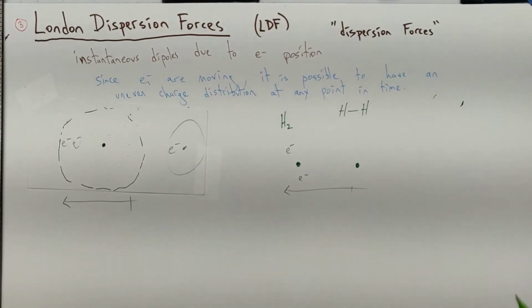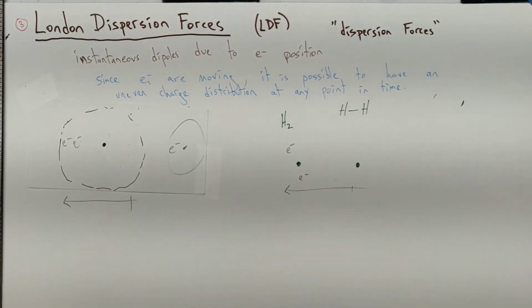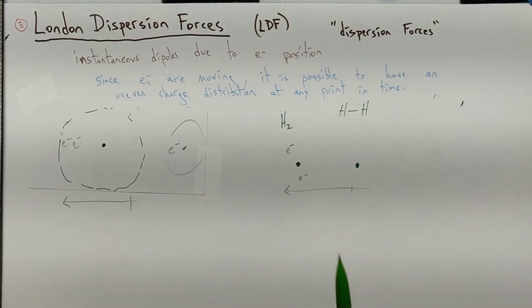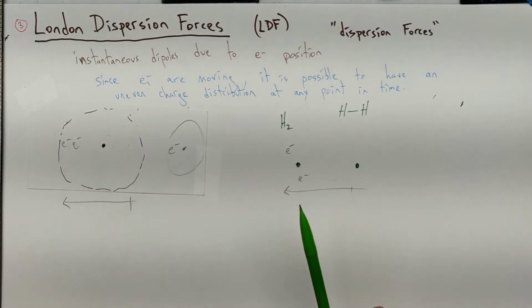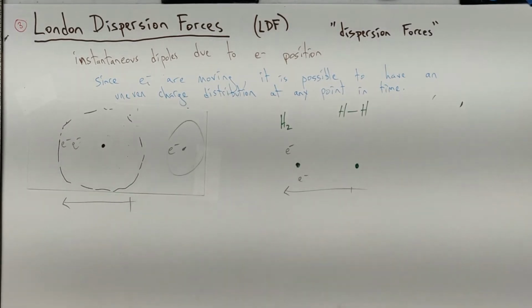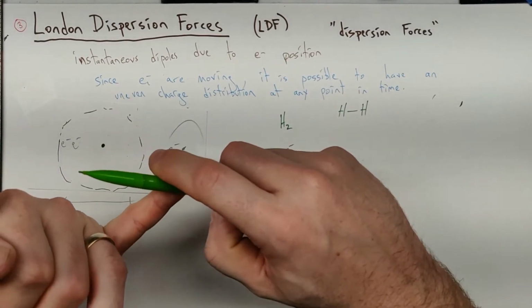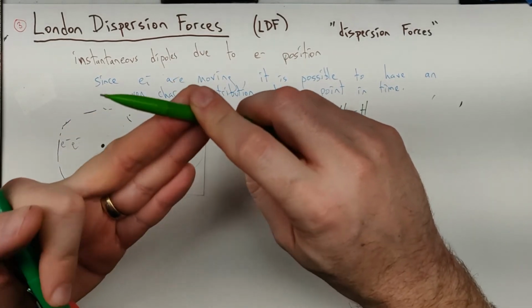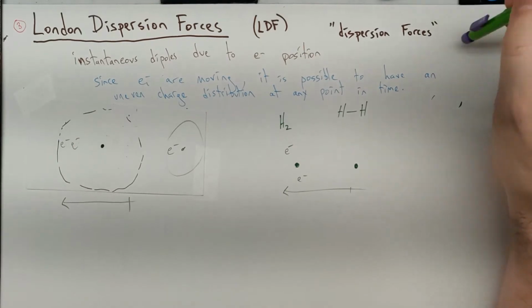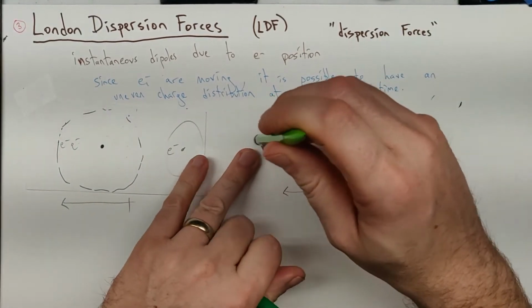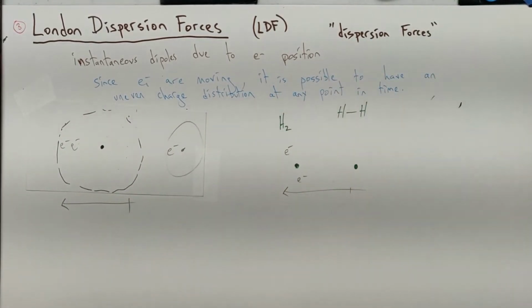All right, so it's all about electron position, and when those electrons are not uniformly distributed due to electron motion, we can get an instantaneous dipole, an instantaneous uneven distribution of charge, which, if you don't have hydrogen bonding or ionic or even regular dipole-dipole forces, then that's going to be the biggest factor in determining those things like melting point and boiling point and vapor pressure.